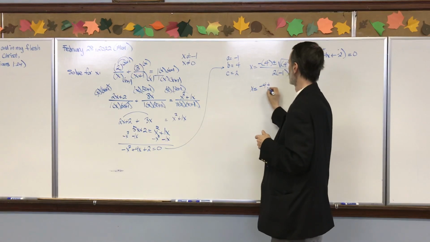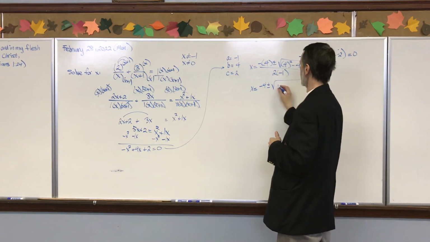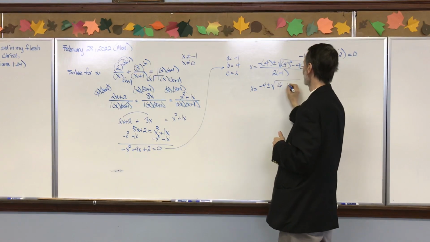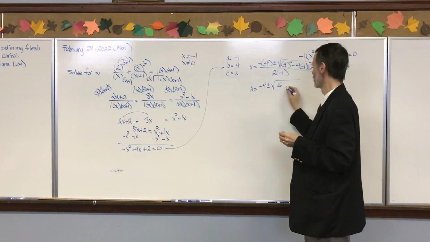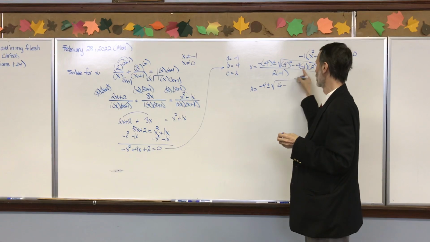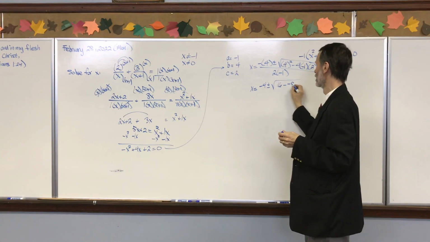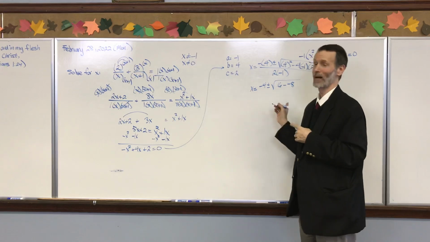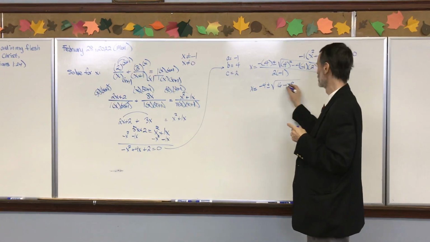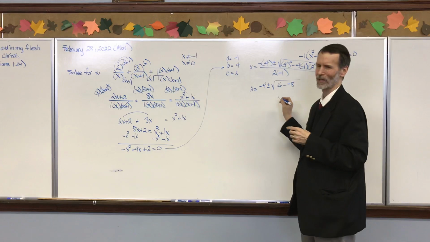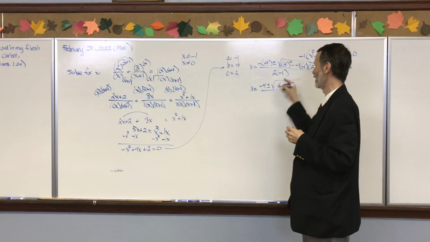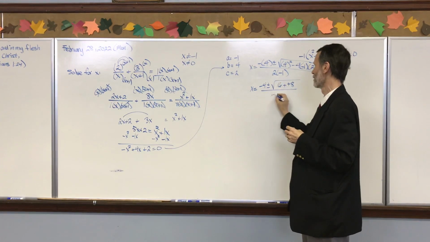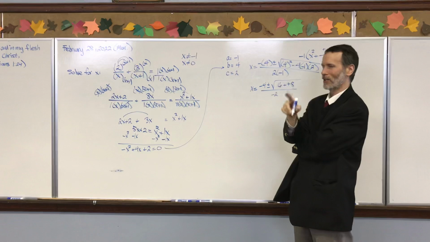Negative 4 plus or minus the square root of... what is that? 16, good save. 16 minus negative 8. What's minus negative 8? That's correct. What is 16 minus negative 8? What does that really mean? It's plus 8, so 8. Plus 8, all over what? Negative 2. Take over.